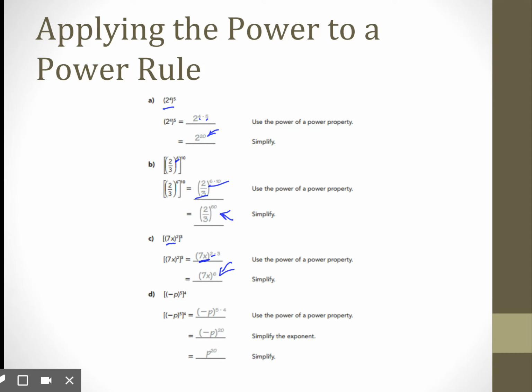Now, example D here, we are just dealing with the variable of a negative p. Negative p to the 5th power raised again to the 4th power. We are simply multiplying our exponents. So you get 5 times 4 makes it negative p to the 20th power. Again, remember that because 20 is an even number, we can simplify that negative p into a positive because a negative times a negative equals a positive.